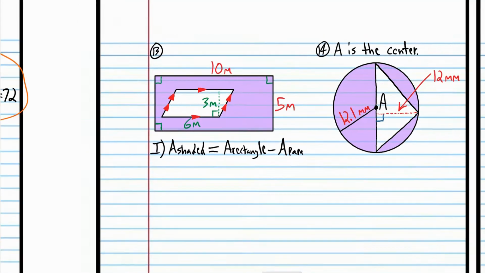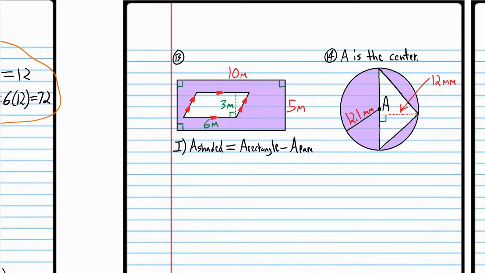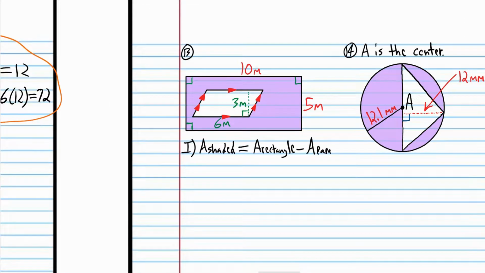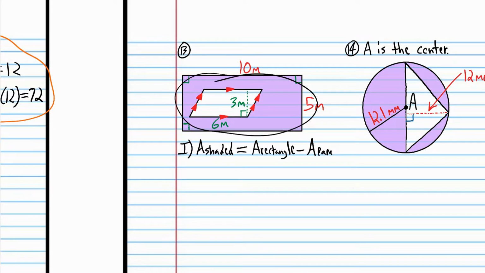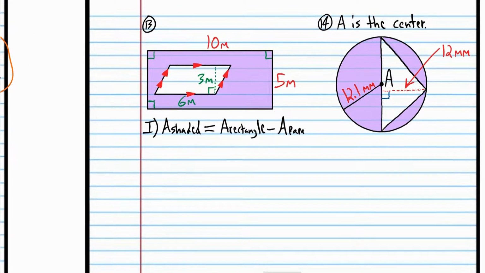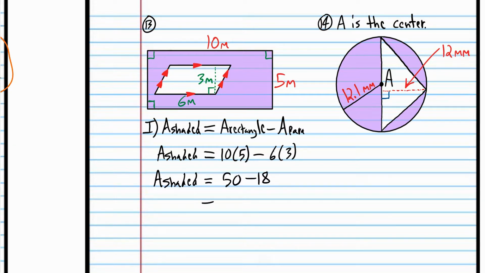It's not an easy thing to conceptualize in terms of the actual squares that you're counting, and that's why you have to just memorize those formulas. But if you take this whole thing and then you just cut out this part with scissors, then you're left with the purple part. That's all we're saying. It's very easy. So the area of the shaded region is equal to the area of the rectangle, which would be 10 times 5, minus the area of the parallelogram, which is base times height, so 6 times 3. So the area of the shaded region is equal to 50 minus 18, which is equal to 32.